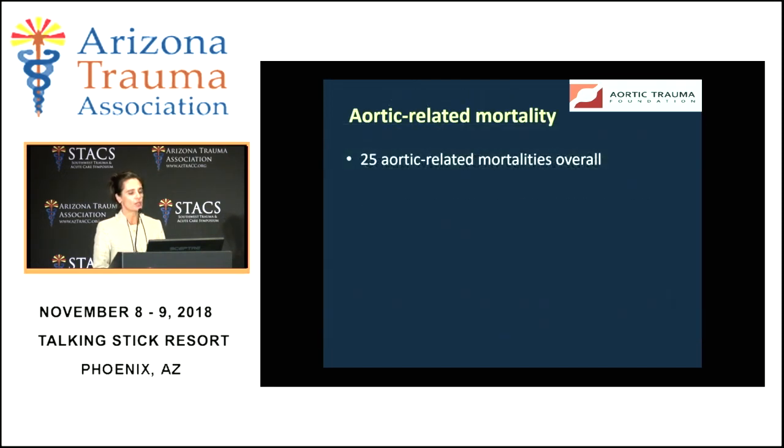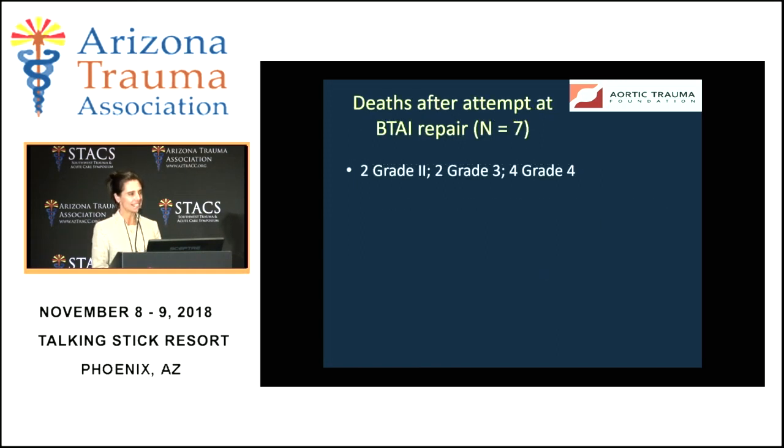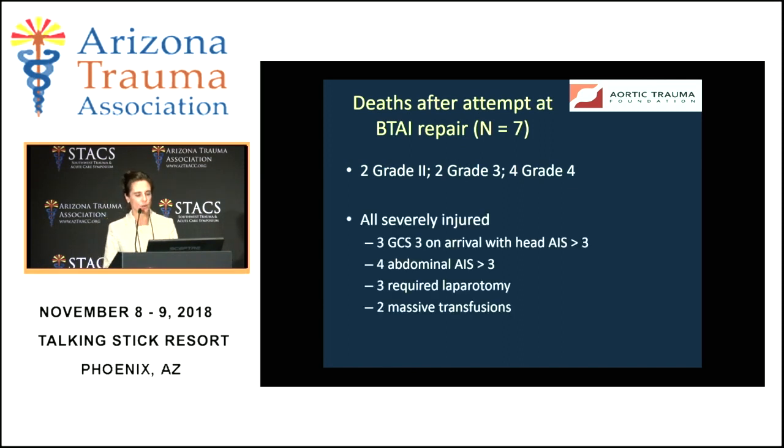Aortic-related mortality, there were 25 overall, all but 7 occurred prior to the opportunity for repair. And then deaths after attempt at repair. So there were 2 grade 2s, 2 grade 3s, and 4 grade 4s, but all were severely injured. All had severe abdominal AIS scores, and 3 had GCS of 3 on arrival.